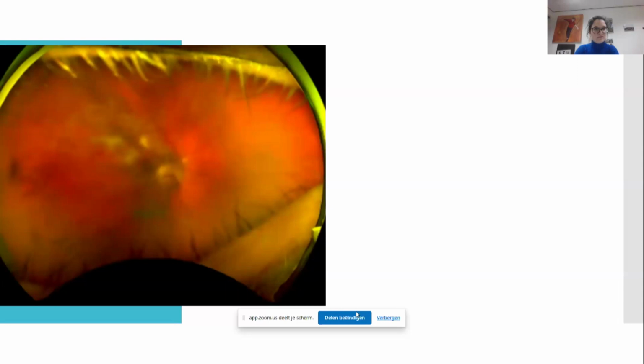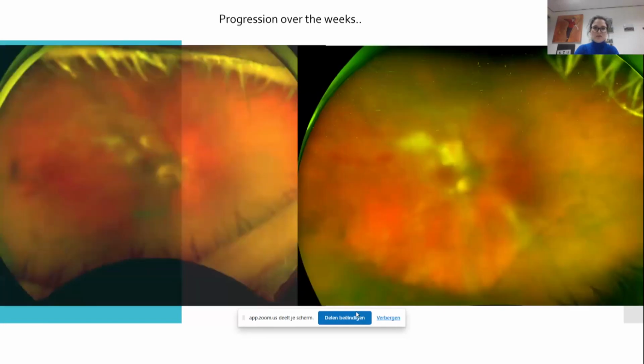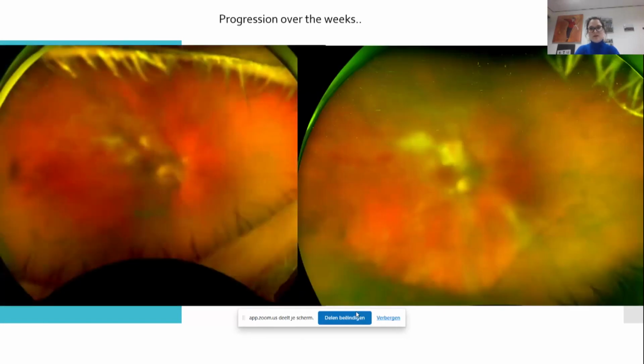This was the right eye, and this was the left eye. On the right eye, you see dense vitritis in the center, and also multiple white yellowish lesions around the vessels. It also progressed over the week, so we saw a quick increase in the size of these lesions.